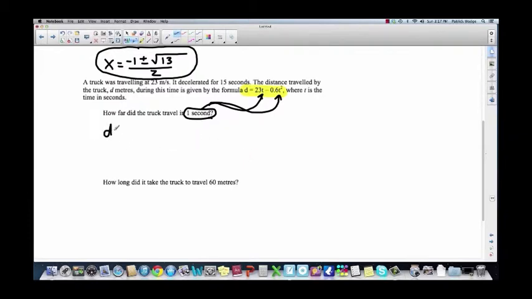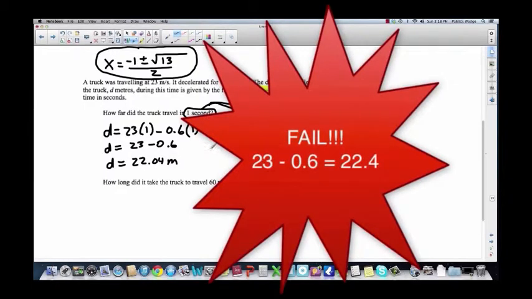Alright, so d equals 23 times 1 minus 0.6 times 1 squared, and that'll give us the distance. I'm glad it's 1. It makes it quite easy. It would be harder if it was 1.2 or something. 23 times 1 is 23. 1 squared is still 1, times 0.6 is still 0.6. So the distance it's traveled in 1 second is 23 take away 0.6, which is 22.04 meters. That's how far it went.